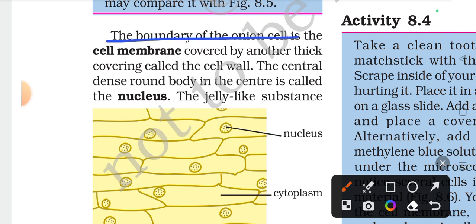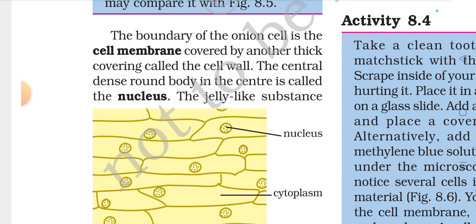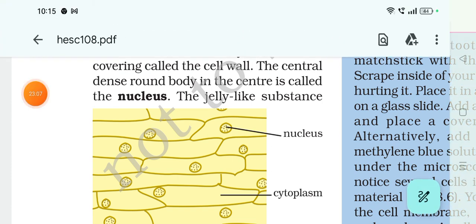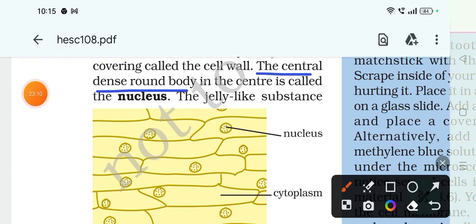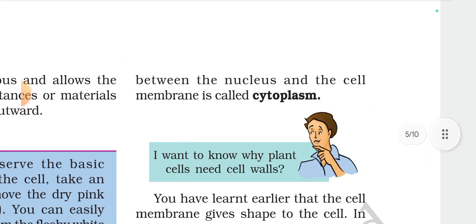The boundary of the onion cell is known as the cell membrane. This boundary, which I have drawn with blue color, is the cell membrane. This is the nucleus and the fluid is cytoplasm. The cell membrane is covered by another thick covering called the cell wall. The central dense round body is the nucleus and the jelly-like substance is cytoplasm. Between the nucleus and the cell membrane is cytoplasm.